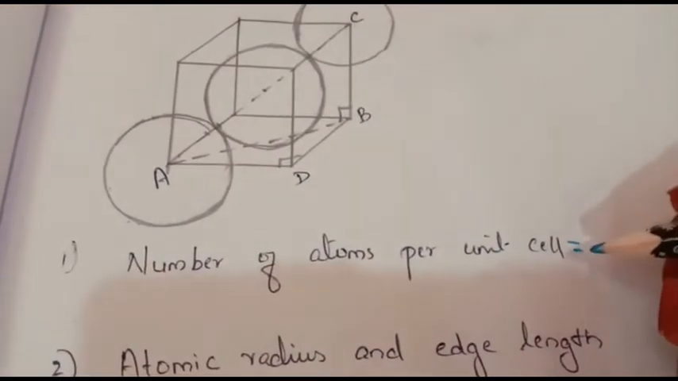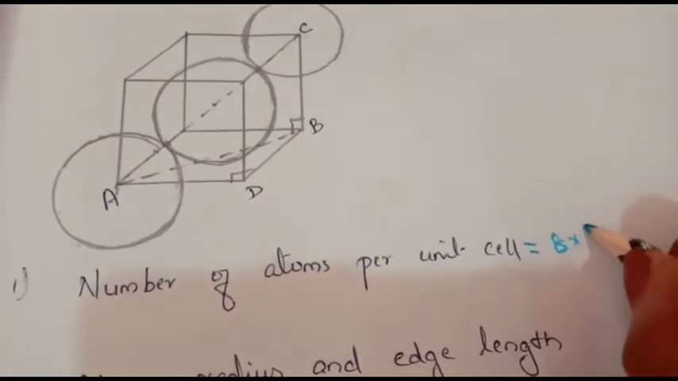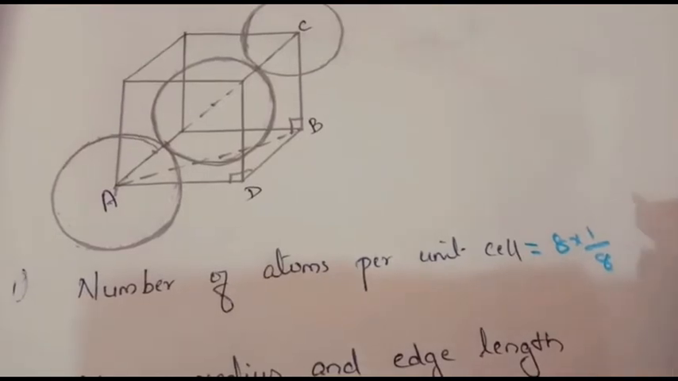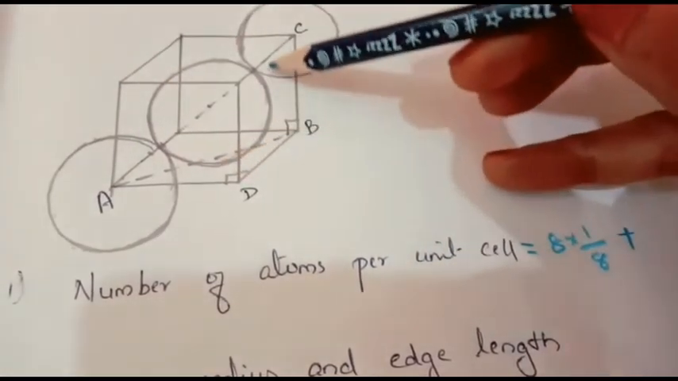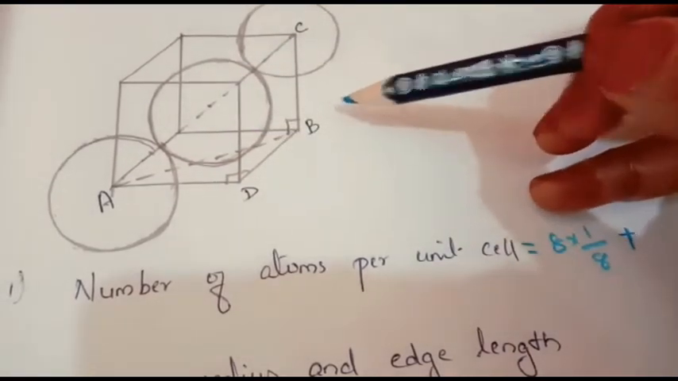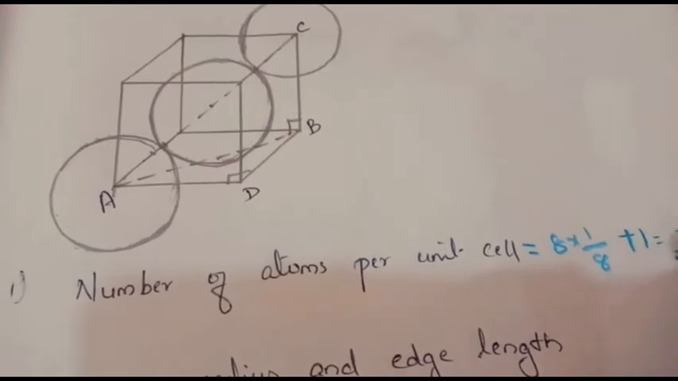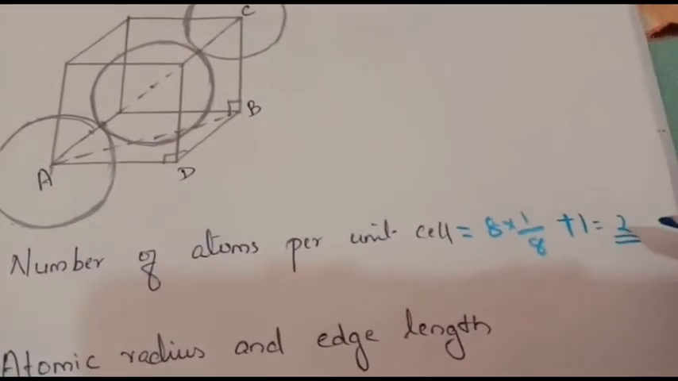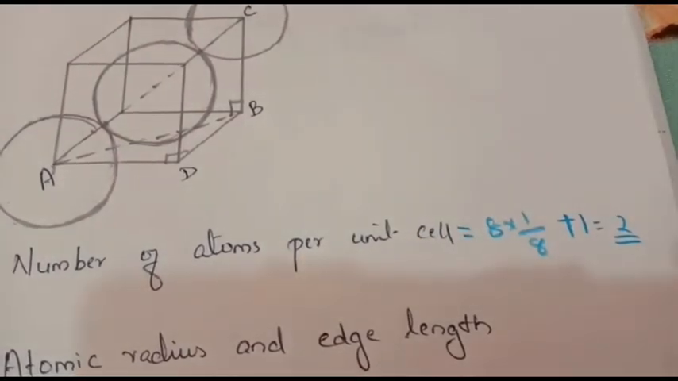We know here total 8 corners, 8 atoms are there. So 8 corners, 8 atoms means 8 into 1/8, plus 1 atom inside the cube, that is completely for this unit cell and will not be shared with any other cube. So 8 into 1/8 plus 1 is equal to 2. So 2 is the number of atoms per unit cell in the body-centered cubic lattice.